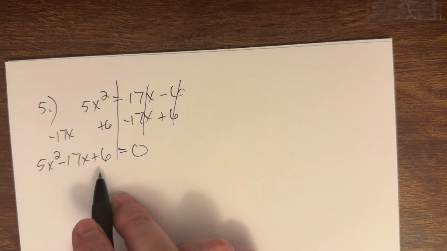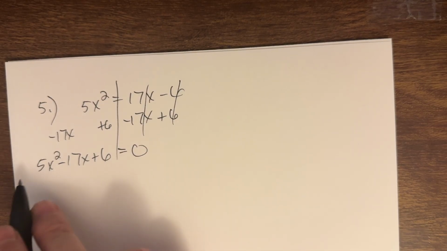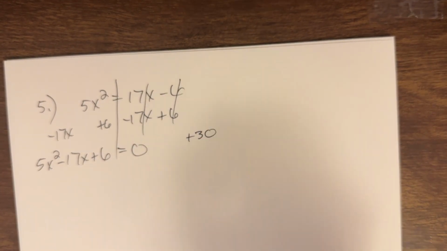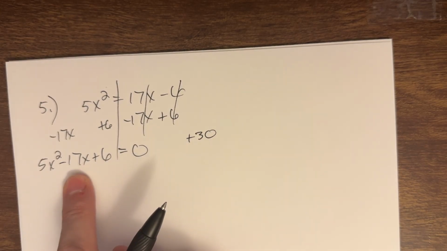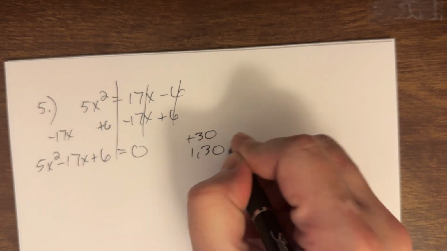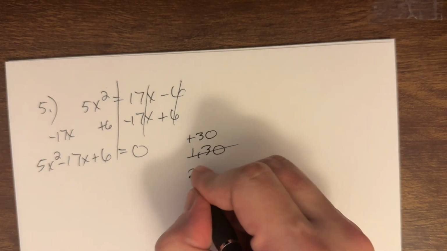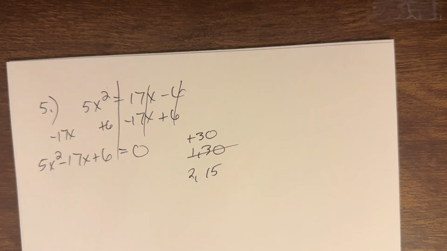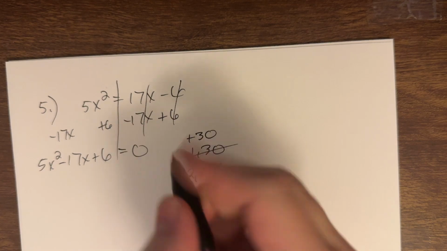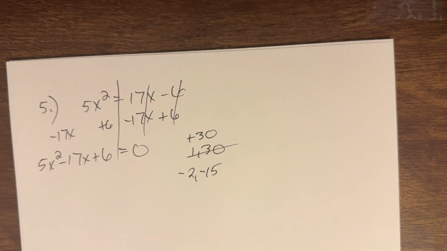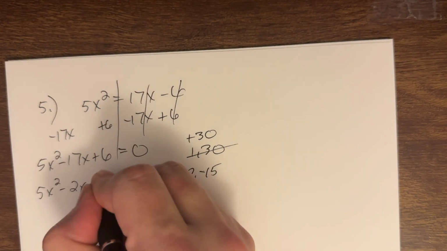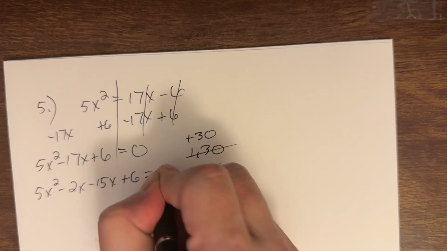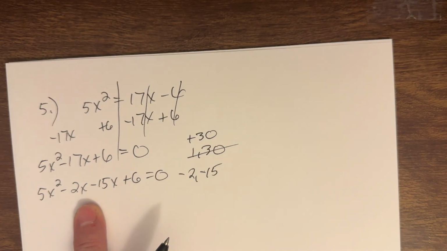No GCF, nice trinomial, going to my grouping number. 5 times positive 6 is positive 30, multiplies to 30 and adds to 17. Well, 1 and 30 add to 31, 2 and 15 add to 17. But it needs to add to negative 17, so both of these are negative. 5x squared minus 2x minus 15x plus 6 when I force those into the middle.